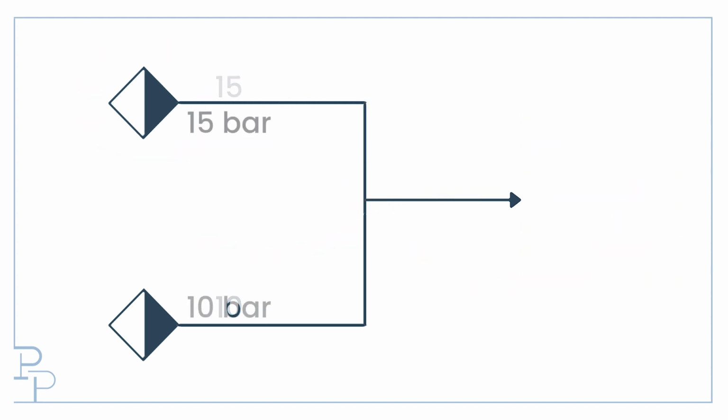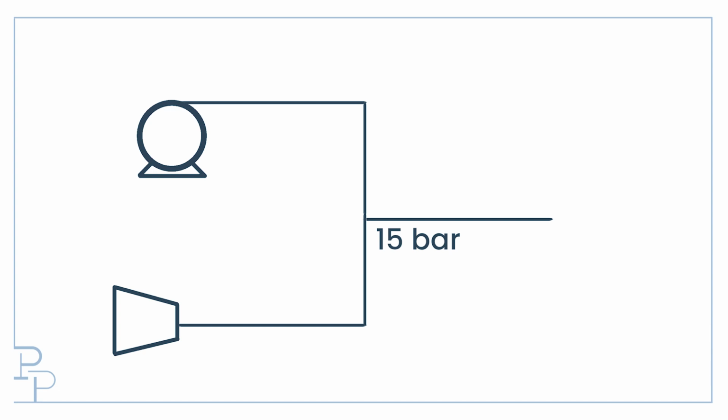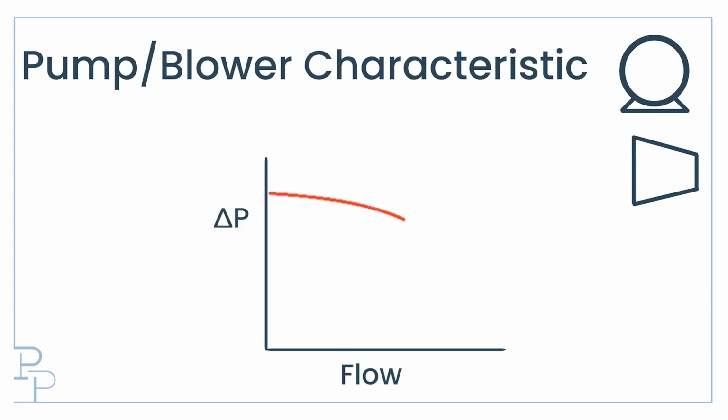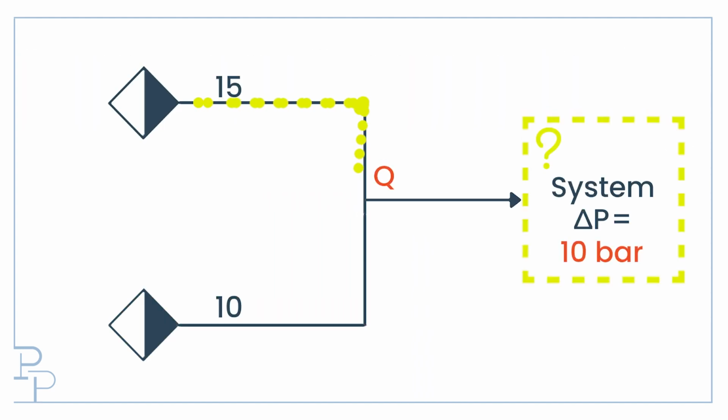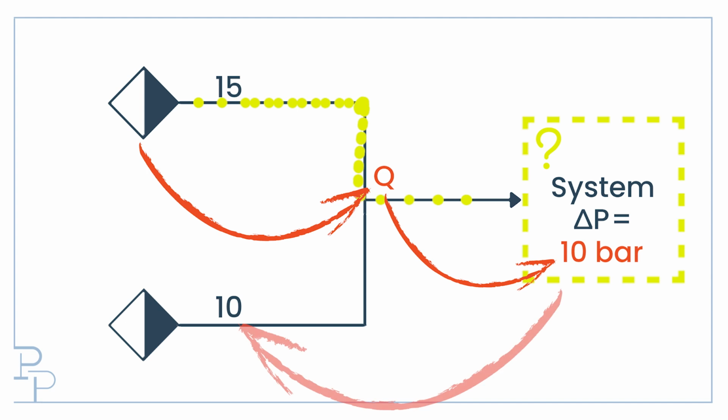When we define battery limit pressures in process design like this, we usually assume a constant pressure, and it's easy to forget that the source of this pressure is usually a pump or a compressor with its own characteristic curve. The source pressure usually drops the more flow the device delivers. So our device supplying 15 bar needs to have such a high capacity that it can deliver the flow required to have a pressure drop in the downstream system that is higher than the supply pressure of the other stream.